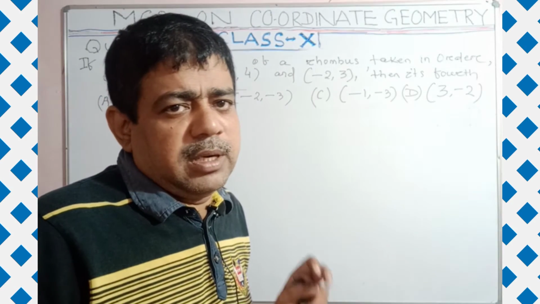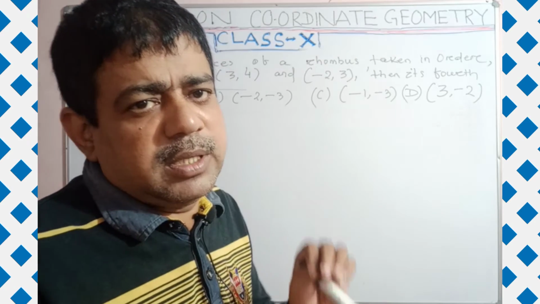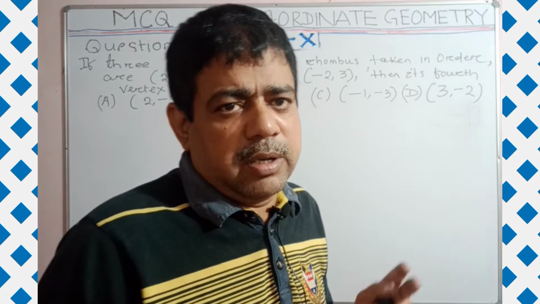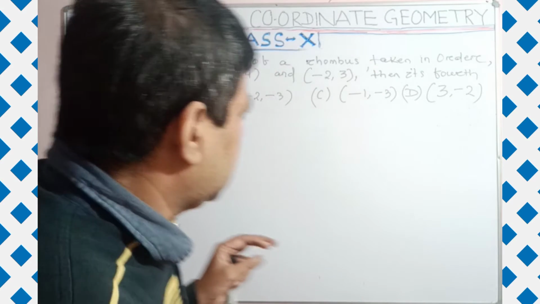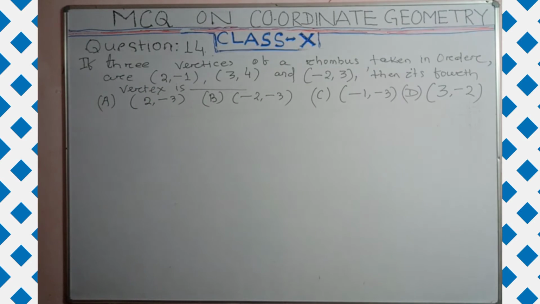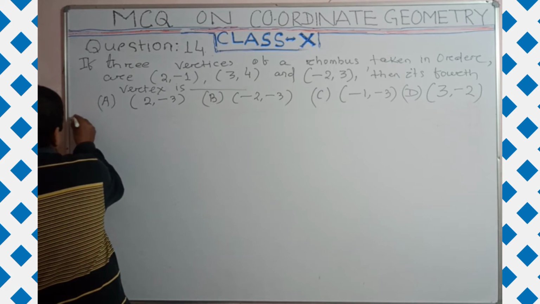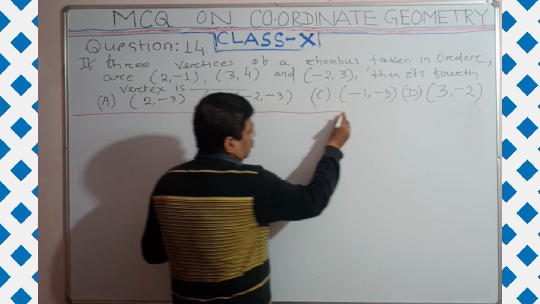Here the rhombus is given and three vertices are given in proper order. So we have to find out the fourth vertex of the rhombus. Understand or not?